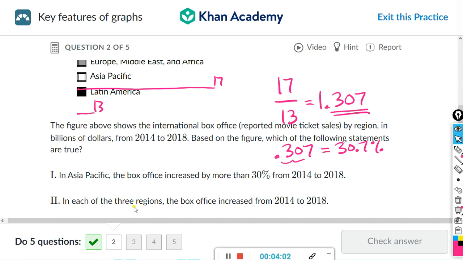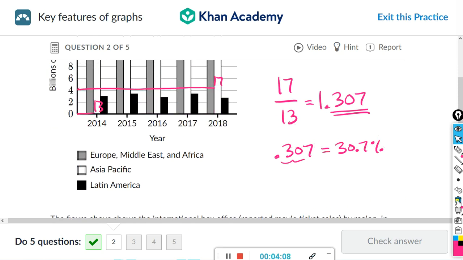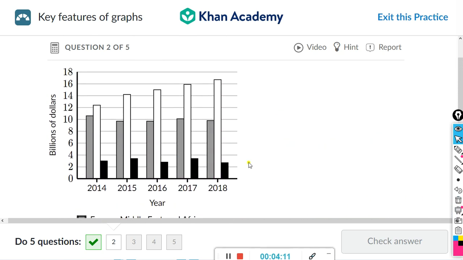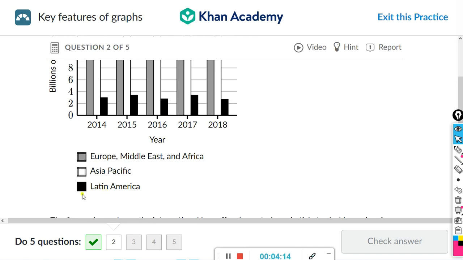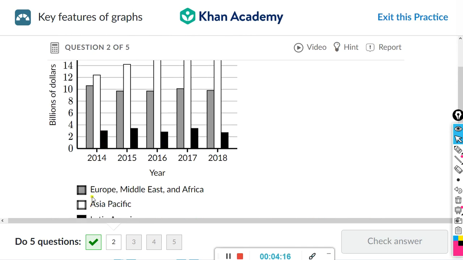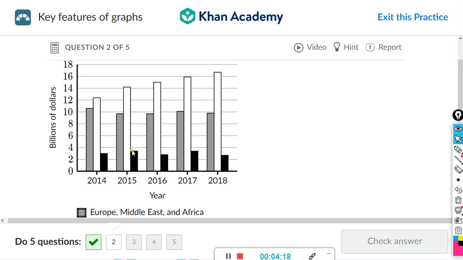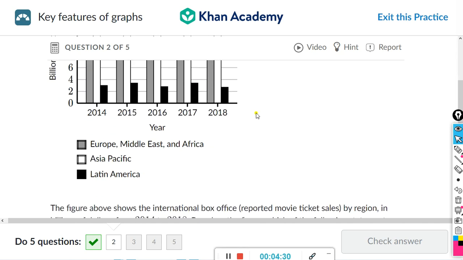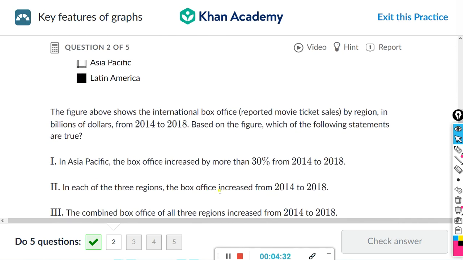Number 2, in each of the 3 regions, the box office increased from 2014 to 2018. Let's see. Well, no. In Latin America, labeled in black, you can see that it went up, went down, went up, went down. So that's definitely not true. And also Europe, the one in gray, went down, down. The box office did not increase for all 3.